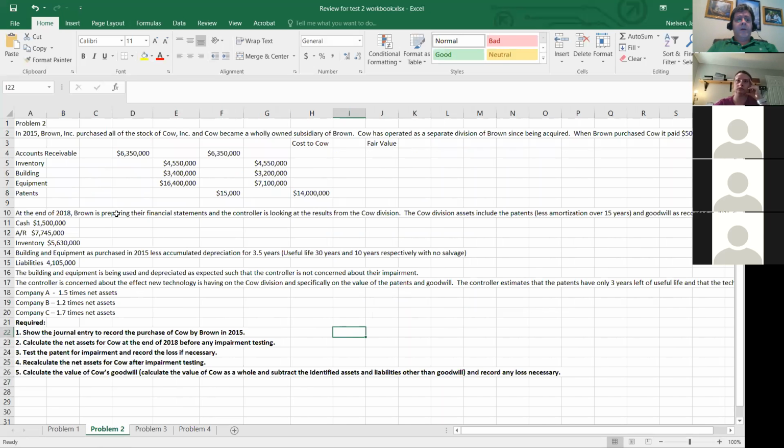So we have an acquisition to start with where we bought all of the stock. So if we recall from our discussion last week, I believe, where we talked about acquiring long-term assets, especially goodwill being when we pay more for the stock than the assets are worth. Okay, so the first requirement here is to record the purchase of Cal by Brown in 2015. Okay, so we're going to do that first.